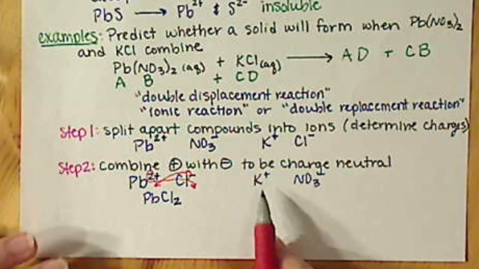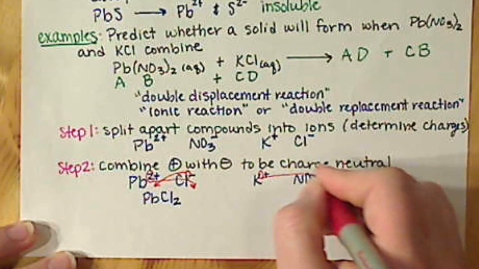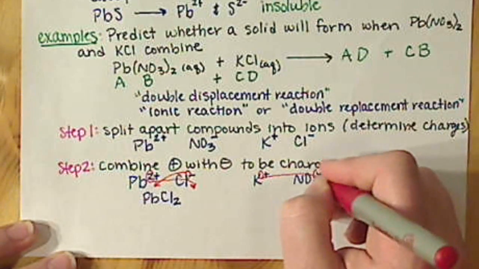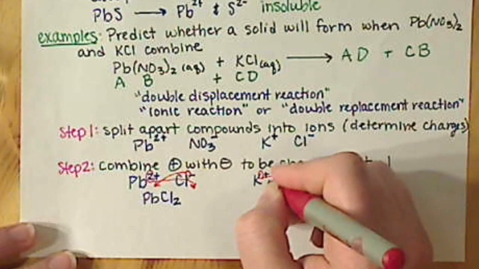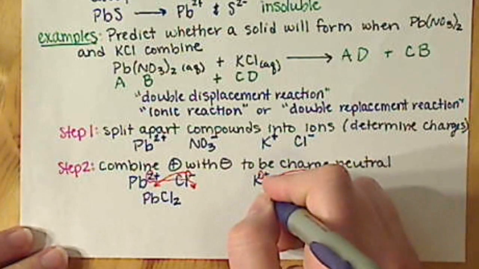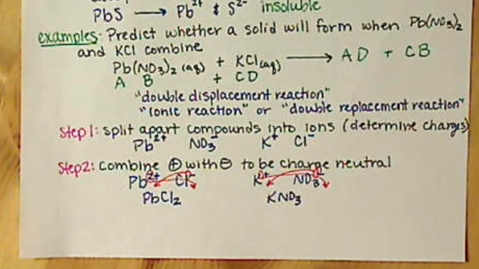Over here, same thing, our cross charge. The 1 from potassium goes to the outside of the NO3. The 1 from NO3 goes to the subscript for potassium. So we have 1 of each of KNO3.